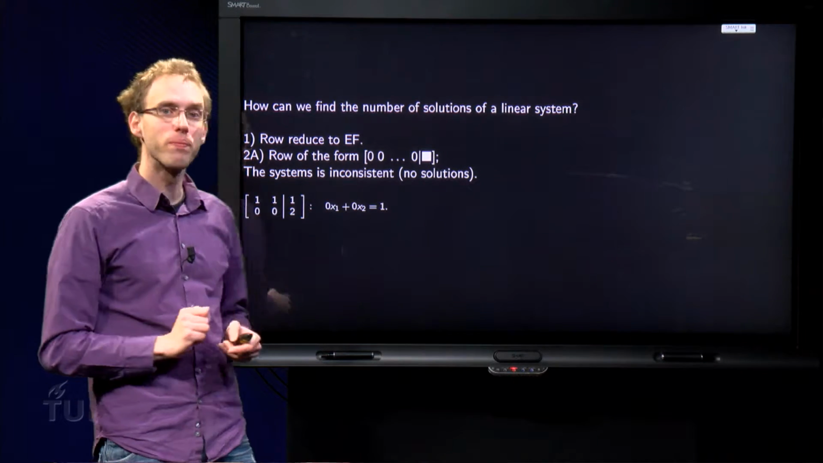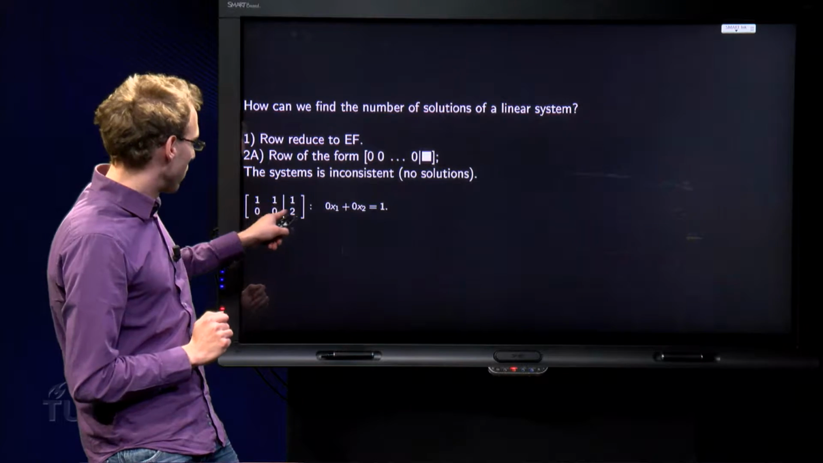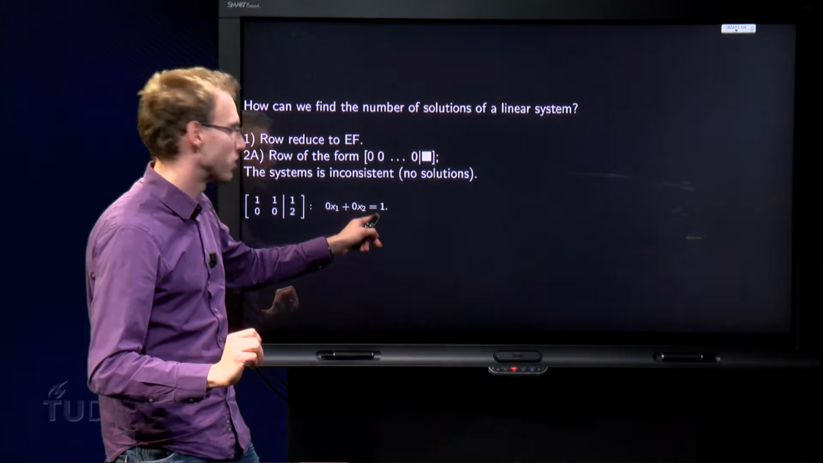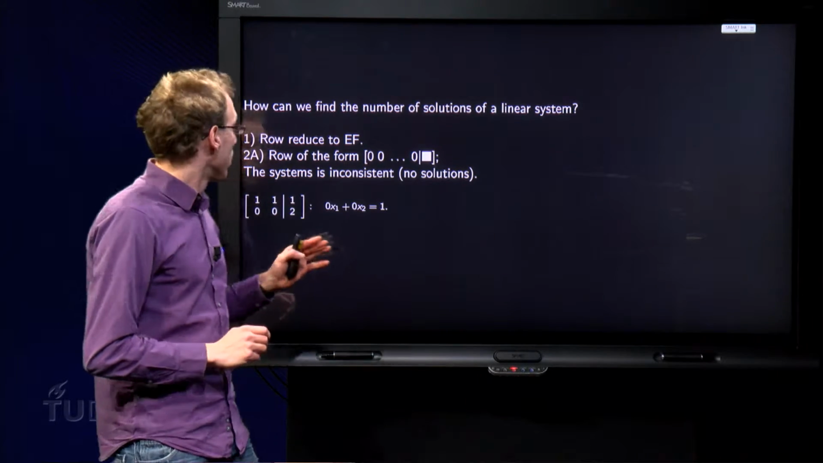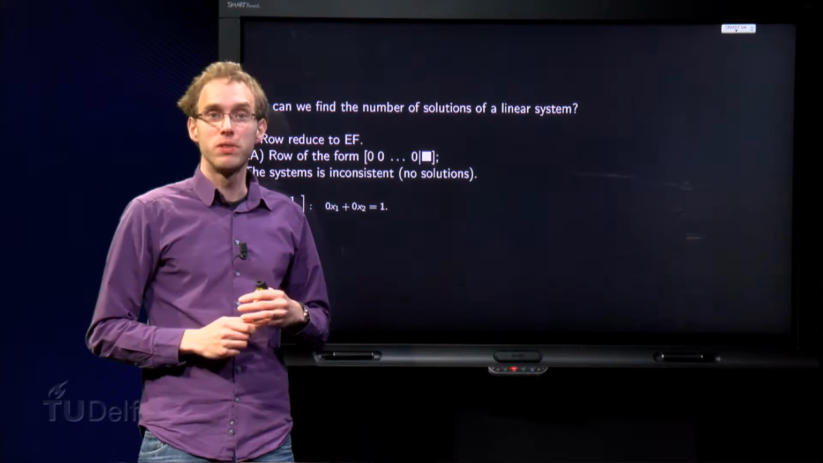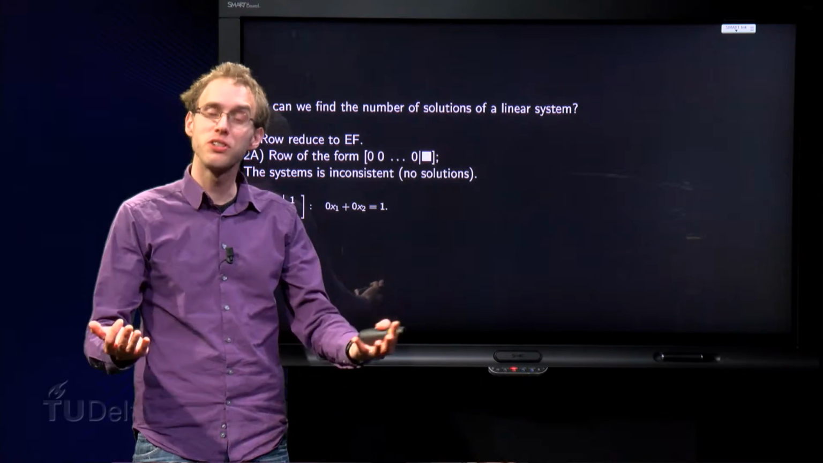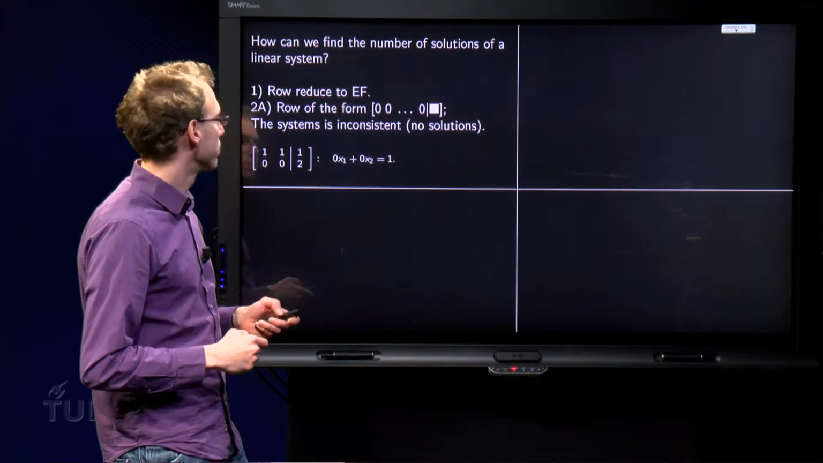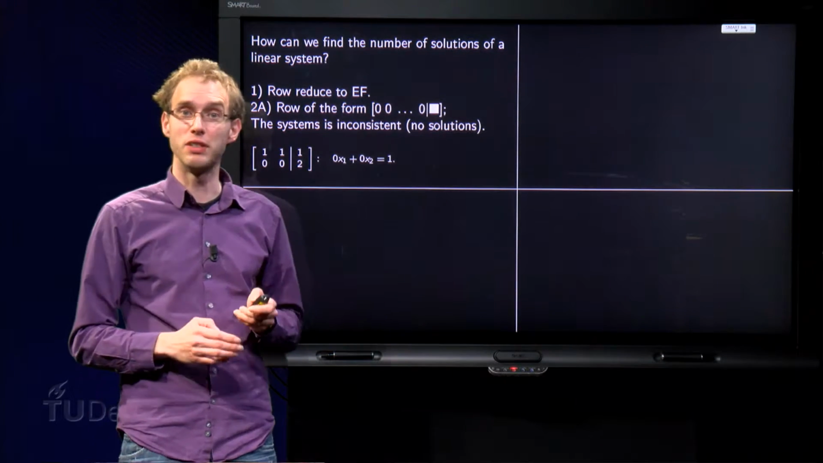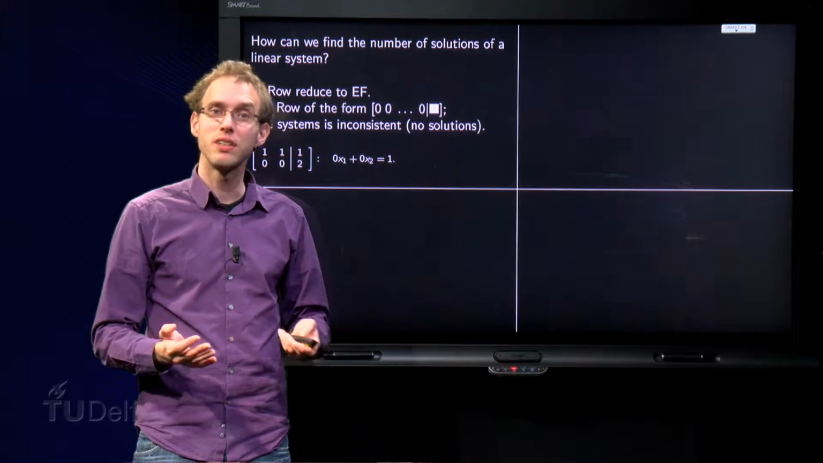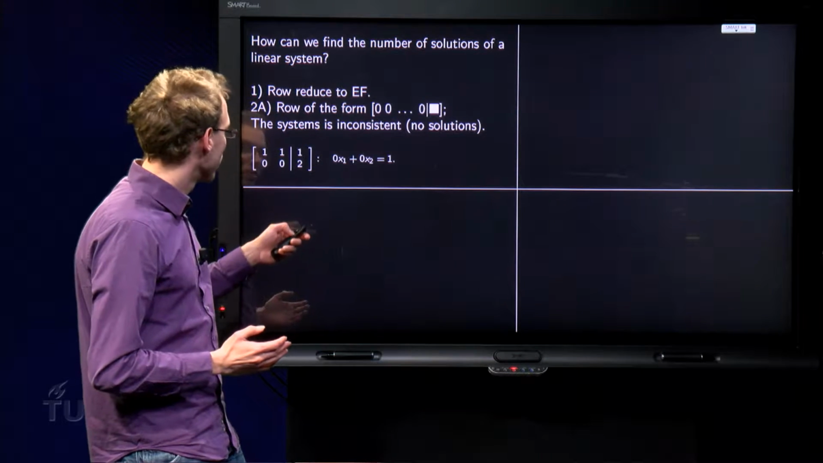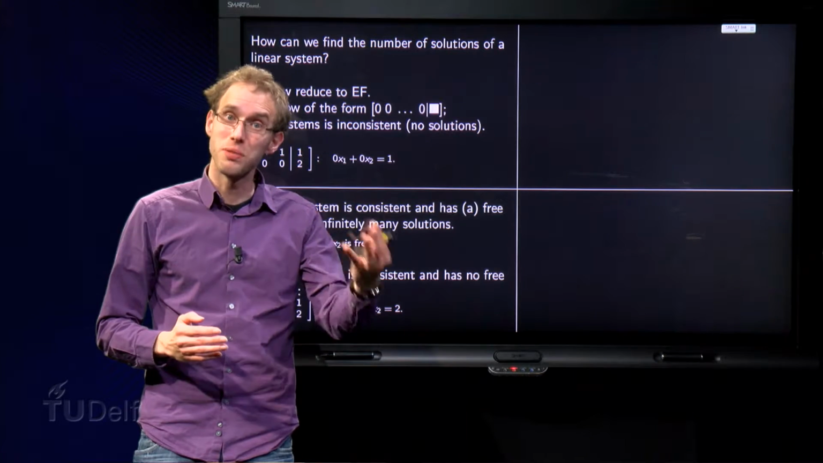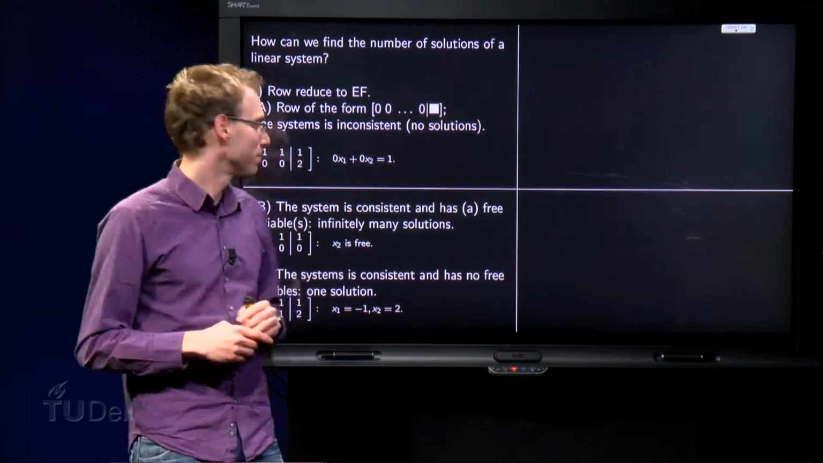Example over here, we have a row 0, 0, 2. That means 0 times x1 plus 0 times x2 equals 2. Sorry, typo. Doesn't matter, it means 0 equals something non-zero, which means that the system has no solutions. So you can spot that right away. Suppose you have spotted that this is not the case, so we are not in this case. So suppose the system is consistent. What can we have then?